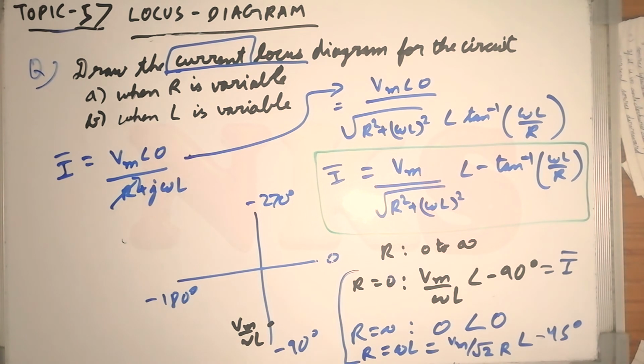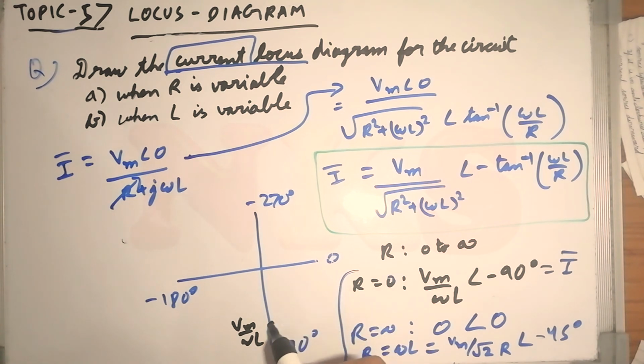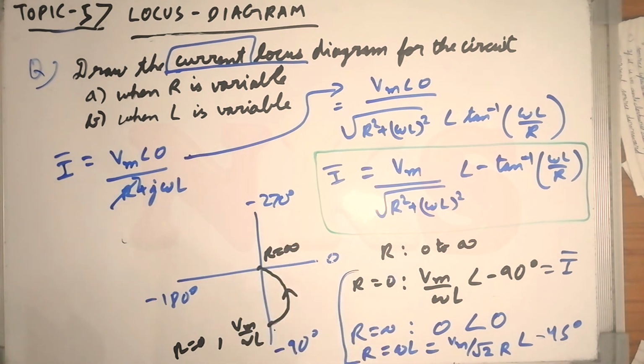So it is going towards this line, and in between it has some angle, that is 45 degrees also, that is minus 45 degrees. So from that we can say that it is in this side of minus 90 degrees. So my plot will be something like this. Vm by omega L will be at R equal to 0, and this will be at R equal to infinity. So that is how you have to get the idea.